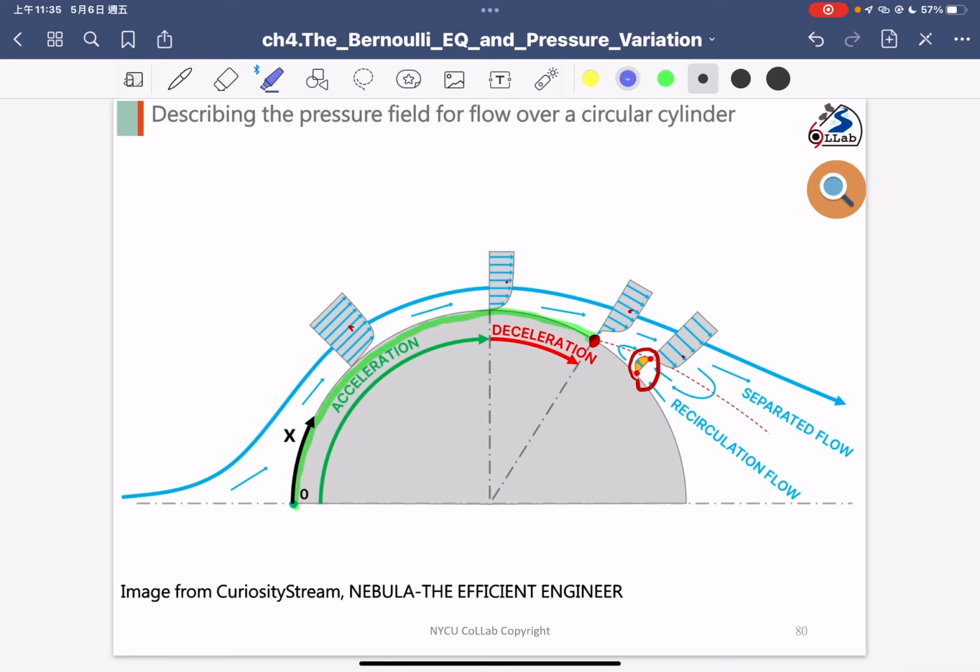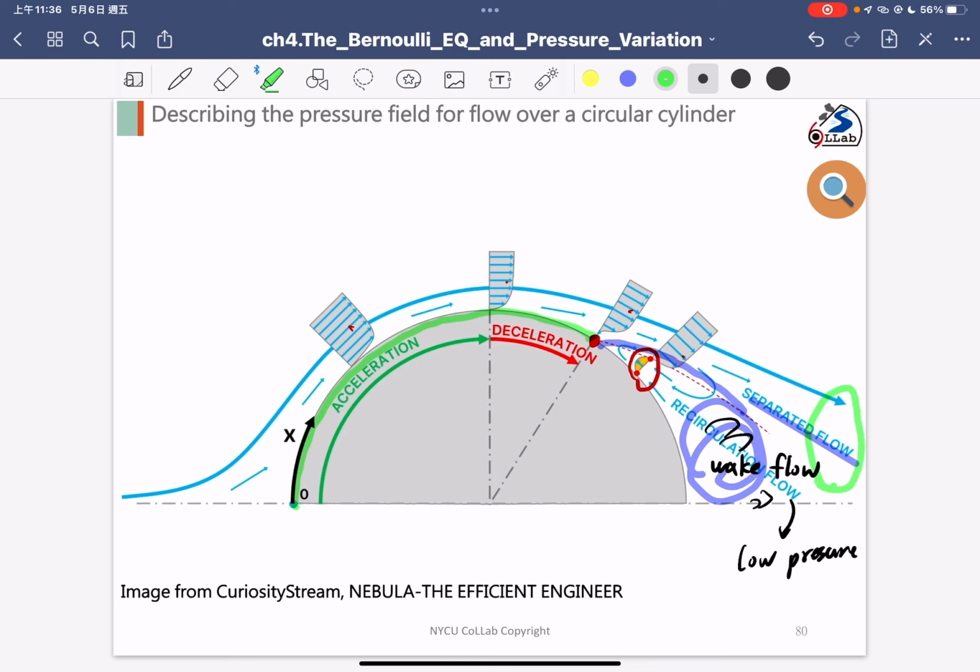And after this red point, the flow will separate. So we call this the separated flow. And in that area, as in our previous chapter, there is some wake flow, right? There is some wake flow in that area, and the wake flow is a lower pressure area. And the environment is the higher pressure area. So you have an additional force along these directions. Okay, some return force, and if you compare the pressure here, there is also a higher pressure relative to the wake flow.